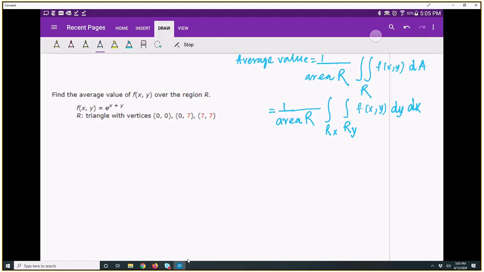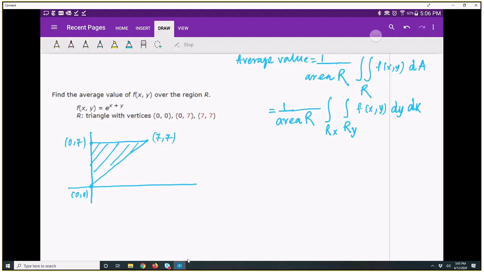So let's talk about the area of the region over which I want to know the average value of the function. The area in this problem is given by the triangle with vertices (0, 0), (0, 7), and (7, 7). So the area of integration, as well as the area over which I want to know the average value of the function f(x, y), is this shaded triangle.